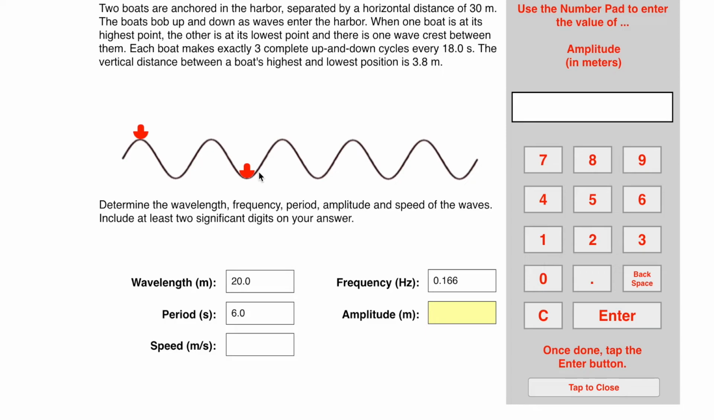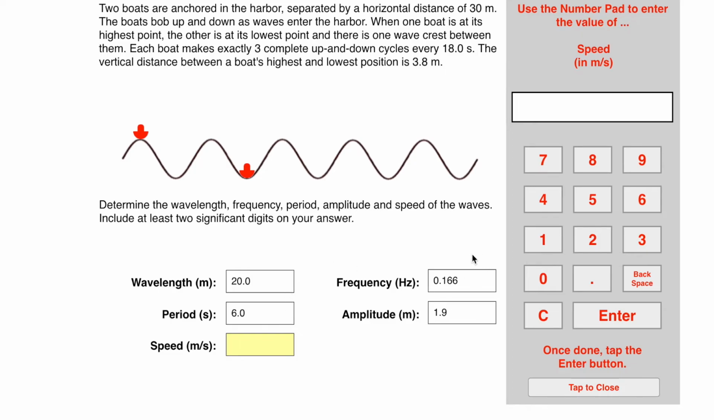Now the amplitude is going to be from the top of the wave to the center or the bottom of the wave to the center. But it tells me that the vertical distance is 3.8 from top to bottom. So that means I need to take 3.8 divided by 2 to get my amplitude of 1.9. All right. Now, speed, you can either do wavelength times frequency or wavelength divided by period.